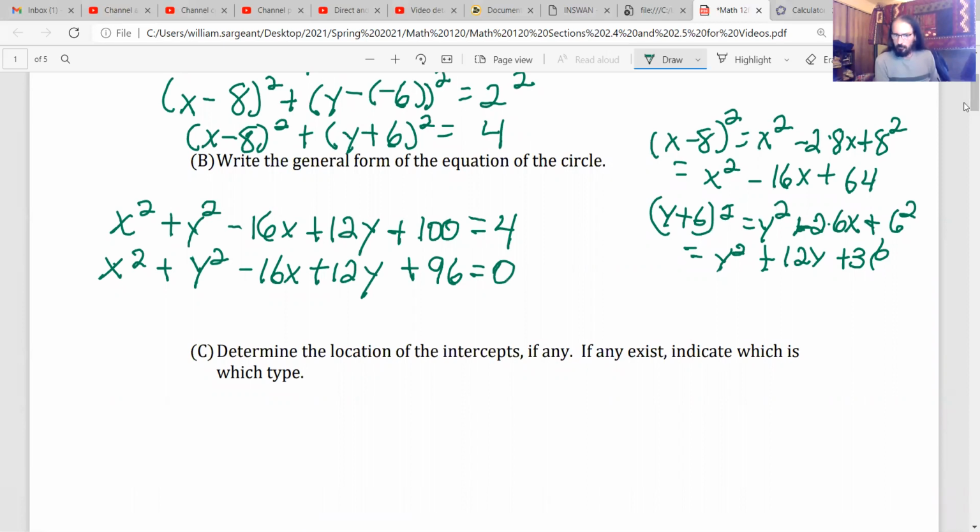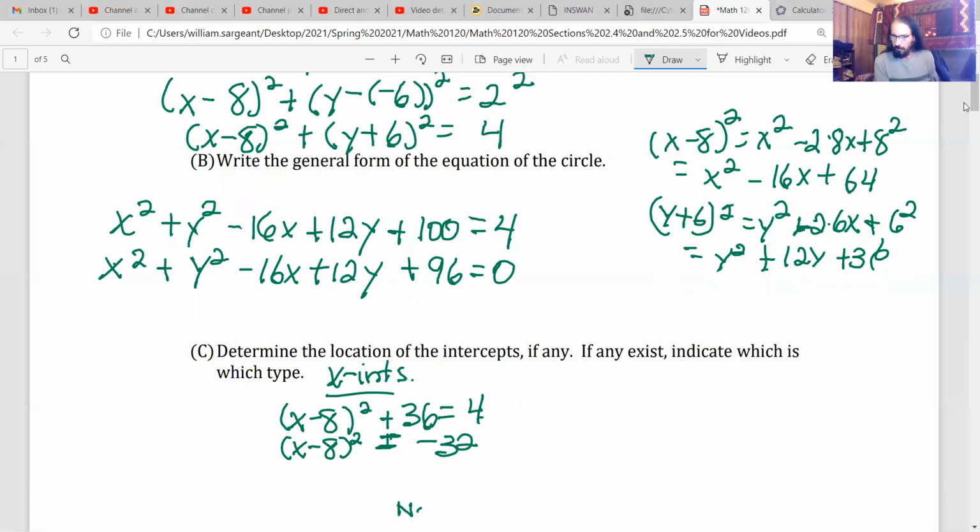To find our x-intercepts, put in 0 for y, which in the standard form, 0 plus 6 is 6, 6 squared is 36. And I'm going to isolate the part that has x in only one place, even though it's squared, subtract 36 from both sides, and I see that there can be no solutions to that because no real number squared is going to give us a negative. So no x-intercepts. Actually, I knew this was going to happen, and it's going to be the same for the y-intercepts.